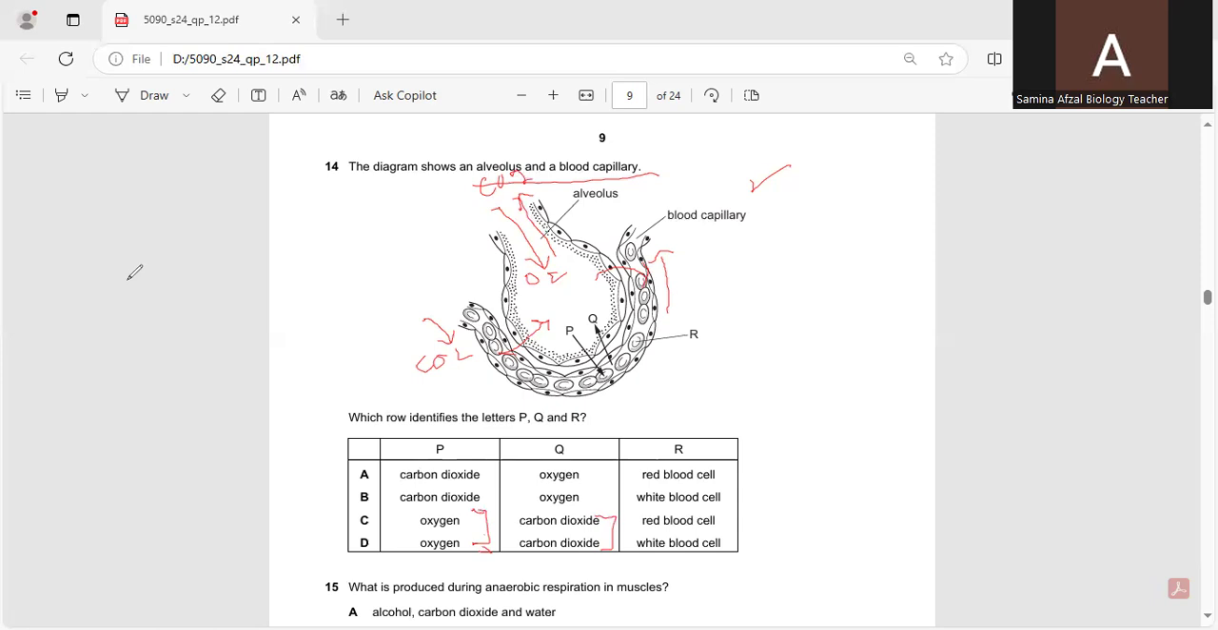And R is the red blood cell. Red blood cells carry hemoglobin, which helps in the transportation of oxygen. So C is the correct option. A, B, and D are not correct. Only C is correct. Next question.